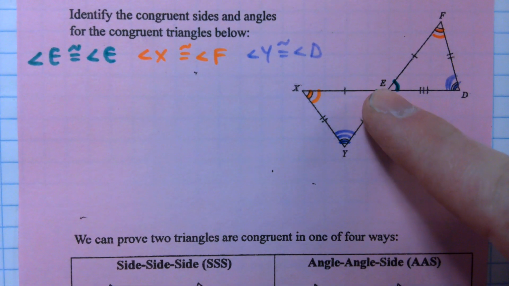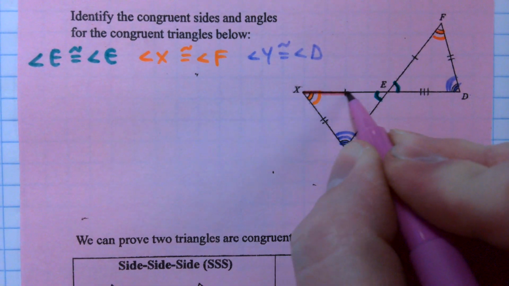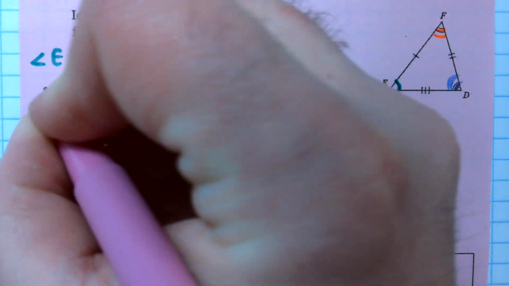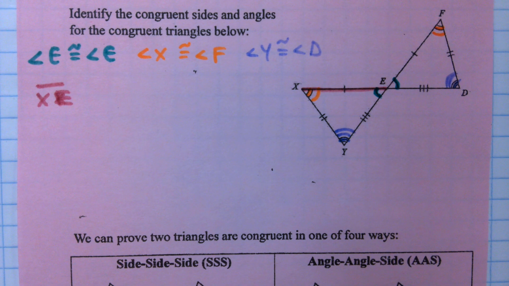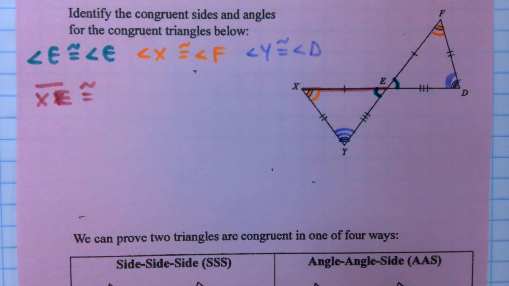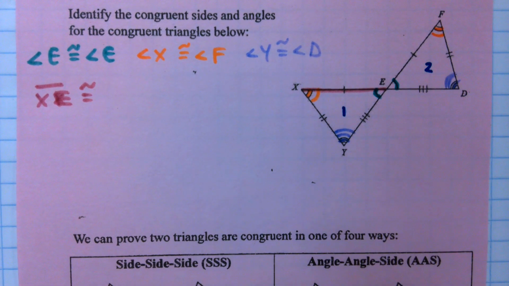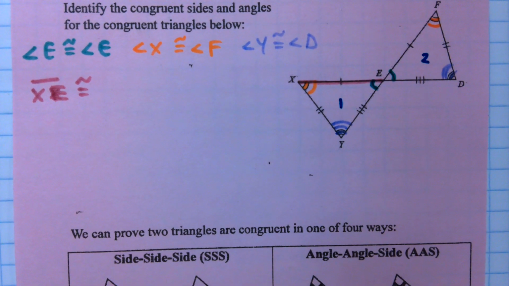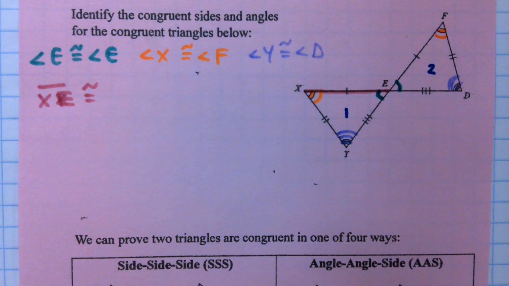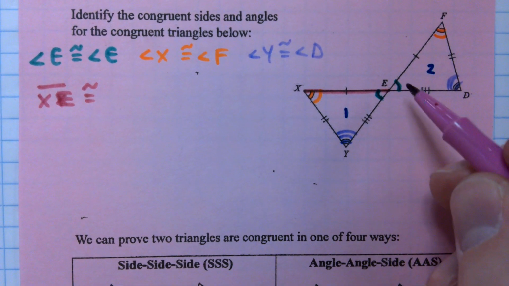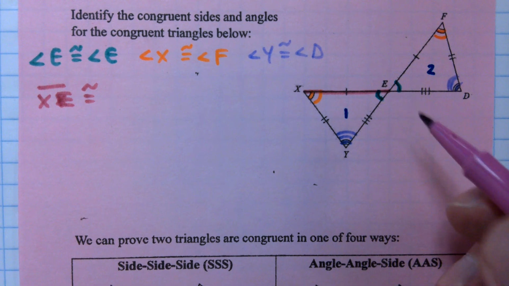This side length here is XE. We'll use that as our first one. Oops, that's XX. XE. What side length in my, you know what, I'm going to call this 1 and 2. So XE is on triangle 1. What side length of triangle 2 is congruent to XE? Yeah, Aldrich? EF. EF right here. Give me a thumbs up if you agree with that. Thumbs down. Colby, why do you say thumbs down?